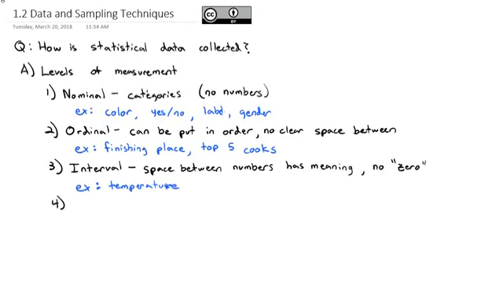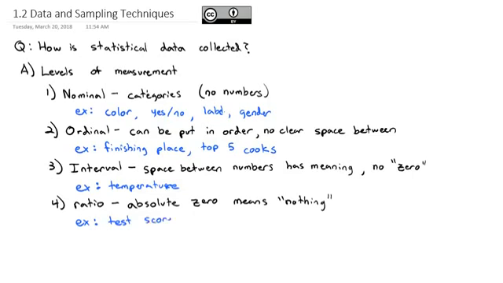Now, if we want to have a clearly defined 0, that's when we have ratio data. And that's where we have an absolute 0 that means literally nothing or none. An example of ratio data might be the length of a phone call or a test score or the number of children. If we said we got a 0 on a test or we have 0 children, that actually means nothing, the lowest amount possible.